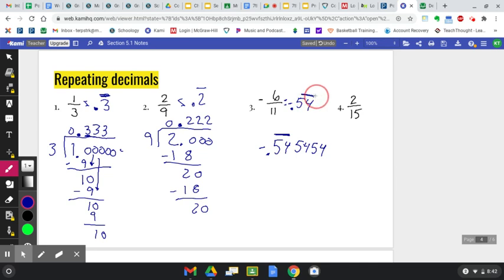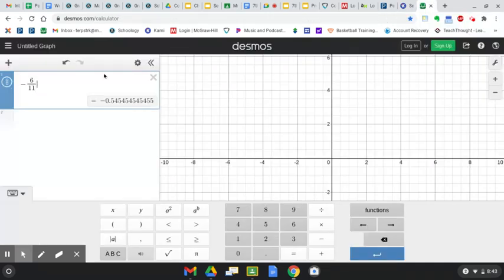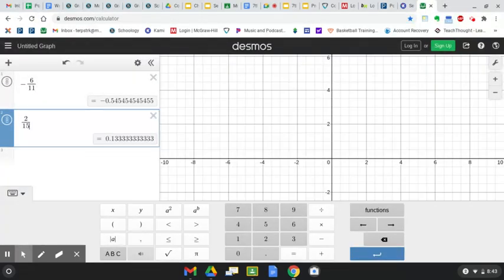So to write my answer in bar notation, it's -0.54, and that's what's repeating, so I put that bar over top. That implies that it is repeating 54s. Next, 2/15. If I come down here, 2 divided by 15 is 0.13 repeating. That one starts with a different value, the 1, and then it has this repeating pattern of 3.